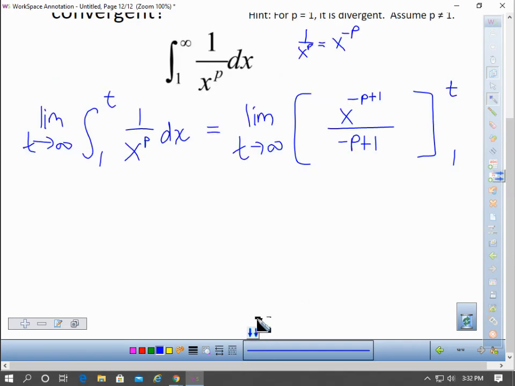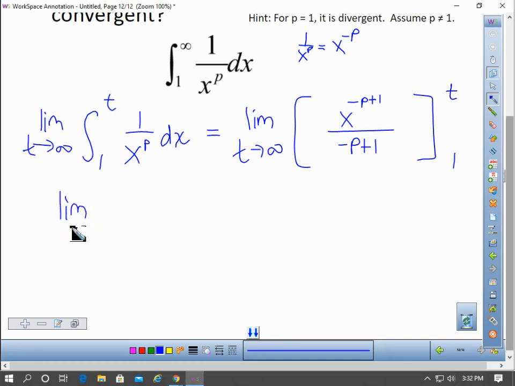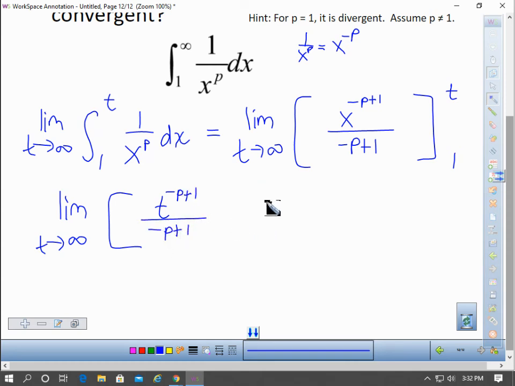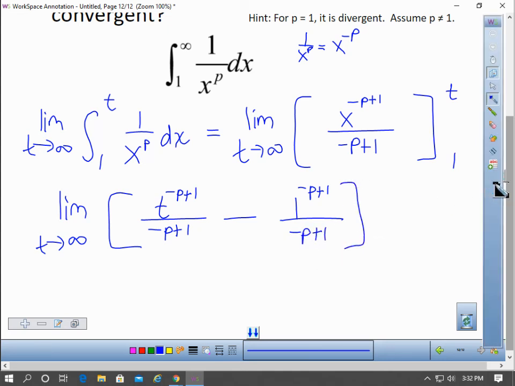So now we're going to do the fundamental theorem of that. Okay, so we're going to do the limit, let t go to infinity, going to do the fundamental theorem. So I'm going to plug a t in first. All right, now remember we're plugging a t in for x, not the p. We're plugging a t in for x. So this is going to give us t to the negative p plus 1 over negative p plus 1. And then we're doing the fundamental theorem, so I put a t in first, then I'm going to subtract. Now we're putting a 1 in. Remember, we're replacing the x, not the p. So we put a 1 in there, so that'd be 1 to the negative p plus 1 over negative p plus 1. So there's my fundamental theorem.